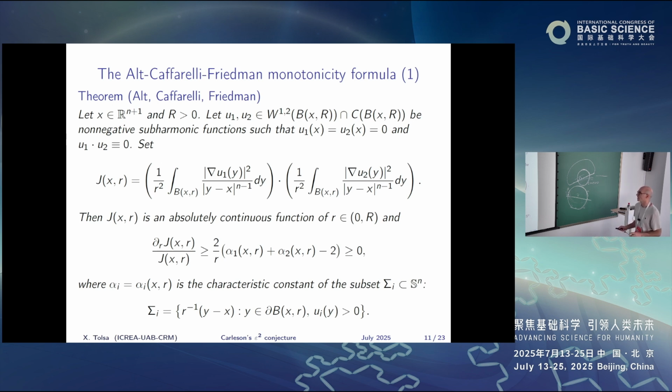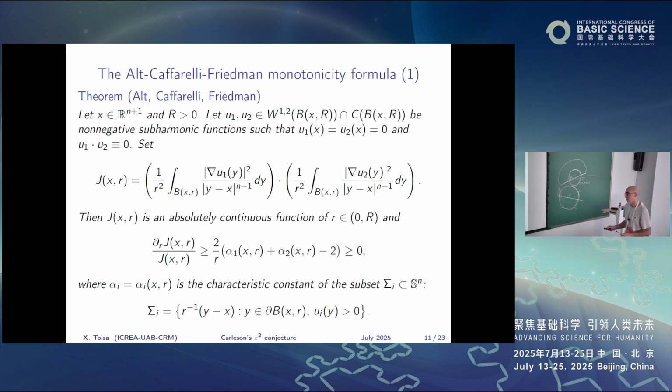Moreover, the way one shows that this is positive is by showing that this term here is larger than this. I will define in a moment what alpha 1 and alpha 2 are, and then this thing in the parentheses turns out to be positive, where alpha 1 and alpha 2 are the characteristic constants of these subsets of the sphere, sigma i.